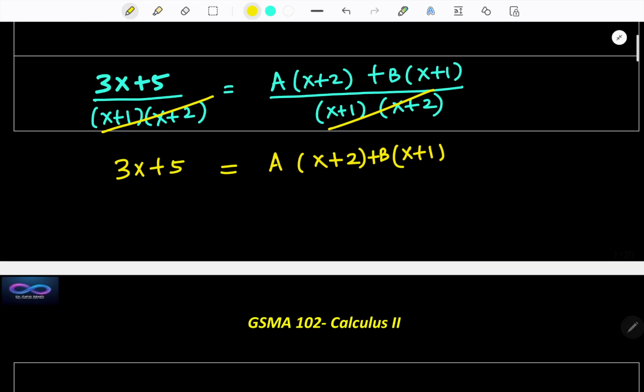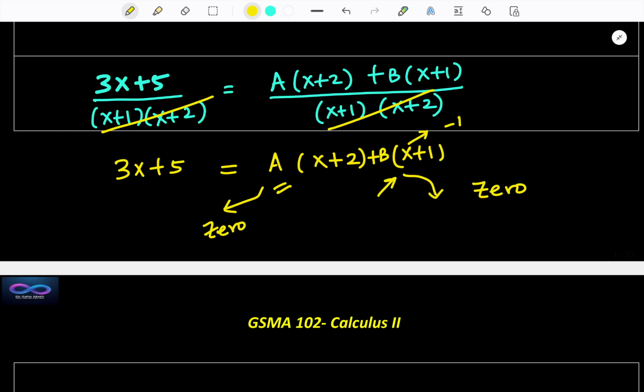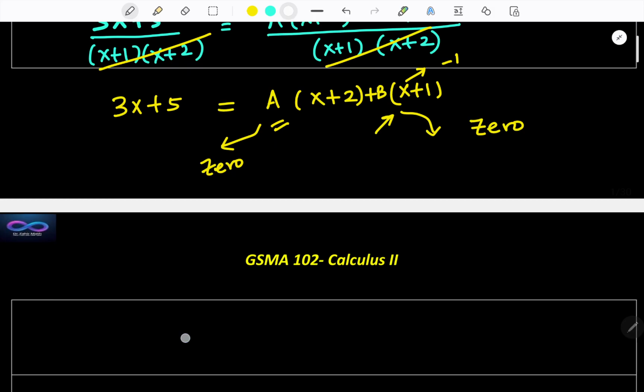Now you remember, what is our job? Our job is to find a and b. If you want to find a, you have to make b as 0. And if you want to find b, you have to make a as 0. Keep in your mind. Now I want to find a, I don't want b. So what should I do? I choose x equal to minus 1, because minus 1 plus 1 is 0. But keep in your mind, you have to put it in both places. So put x equal to minus 1 on both sides.